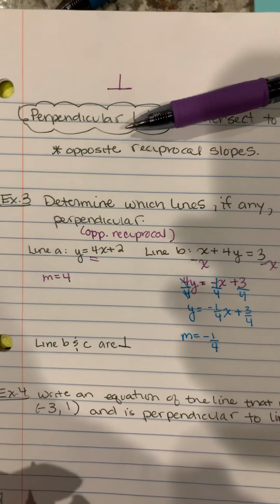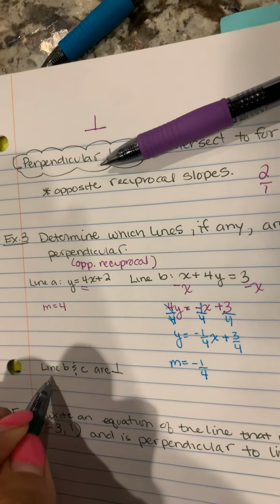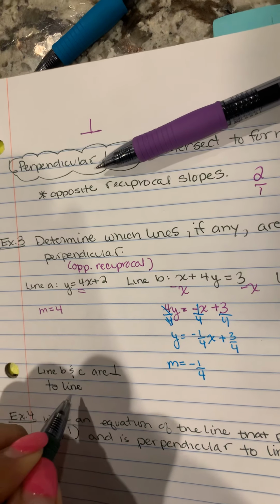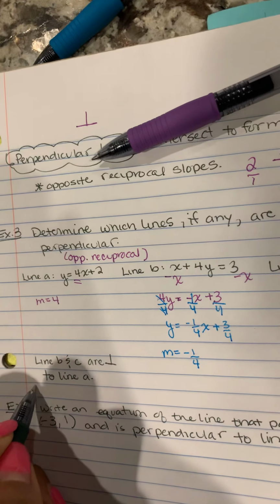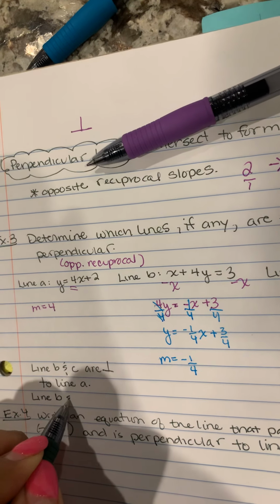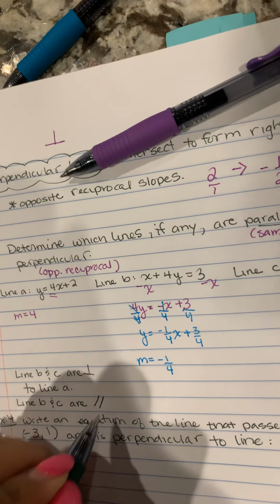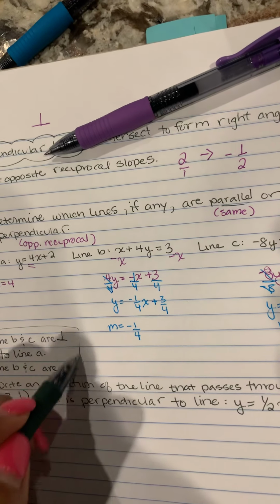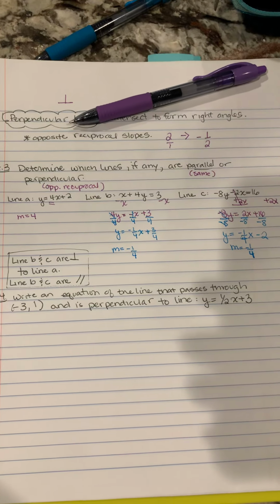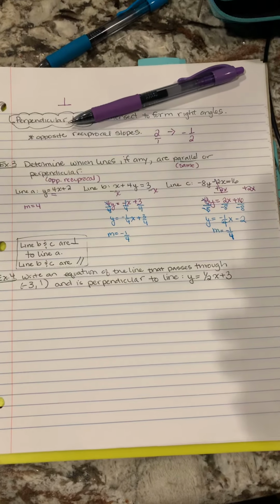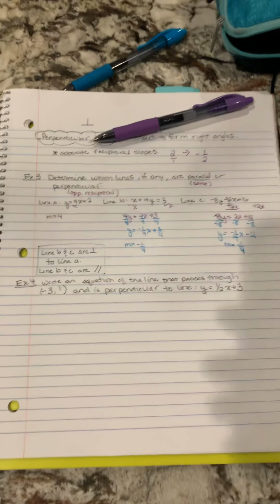Sorry. Line B and C are perpendicular to line A. And then you can say line B and C are parallel. That would be your answer. Okay.